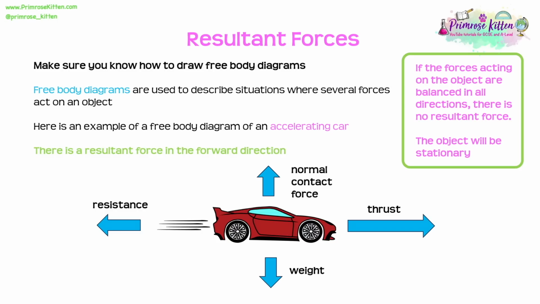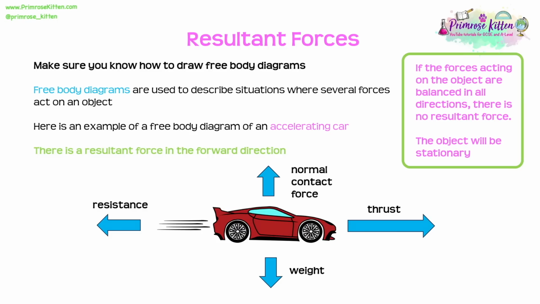Now here, if we look at these forces, the up and the down forces are balanced. There's no resultant force in the up and down direction. However, we can see that the thrust arrow is bigger than the resistance arrow. Now that means that we have a resultant force in the forward direction. Now if all of these forces in all directions were balanced, then there would be no resultant force. And that means that the object would be stationary, or if it was already in motion, it would continue at a constant speed.